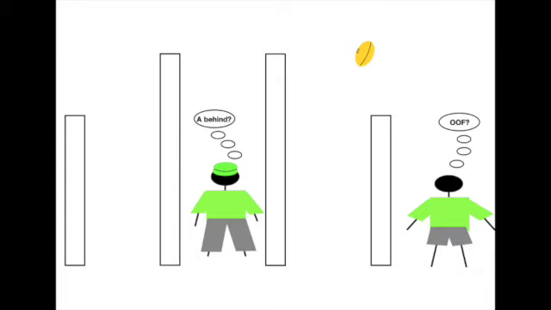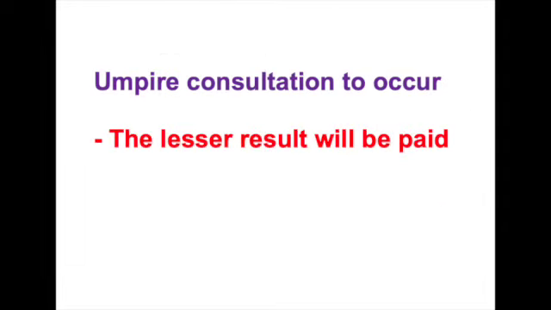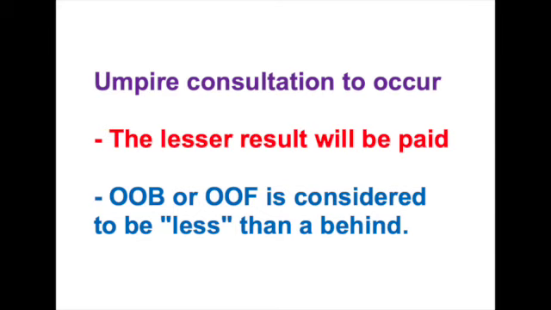After the consultation between the two umpires occurs, if they cannot reach a conclusion, they can call a field umpire in who can assist, or they'll make a decision which is the lesser result. Now in this case the lesser result refers to scores. So an out of bounds decision or an out on the full decision is considered to be less than a behind because they result in 0 points, whereas a behind results in 1 point.